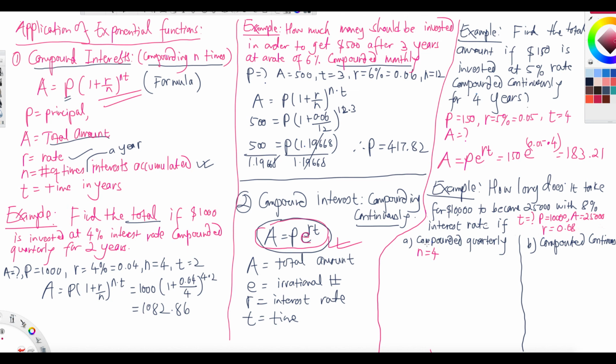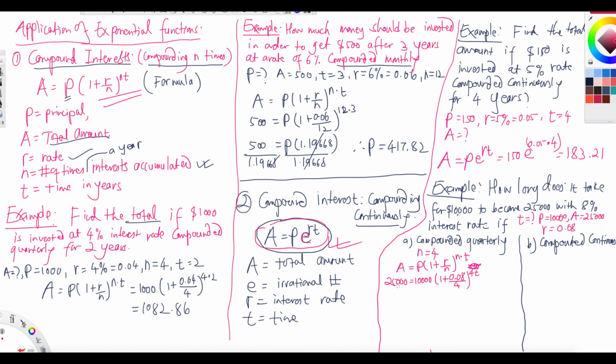So now we use the formula. A equals P times 1 plus r over n, to the n times t. So 25,000 equals 10,000 times 1 plus 0.08 divided by 4, to the 4 times t. You see that? Now we need to solve that one.